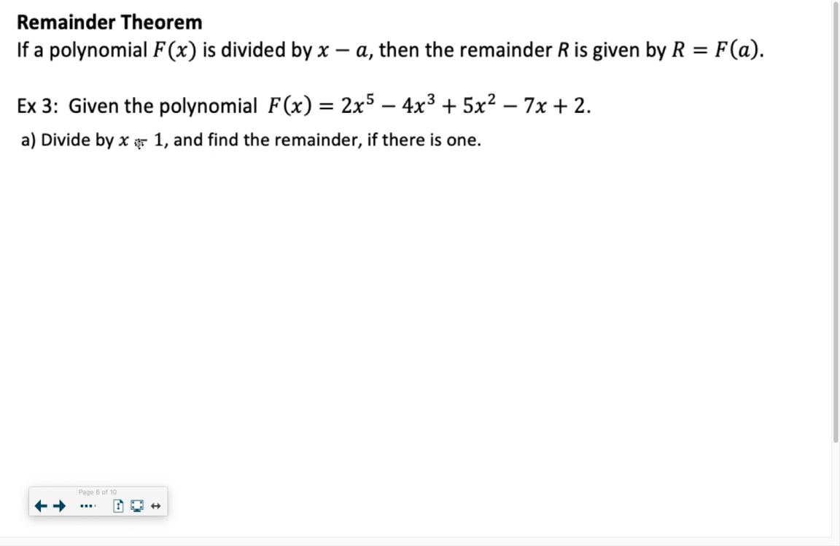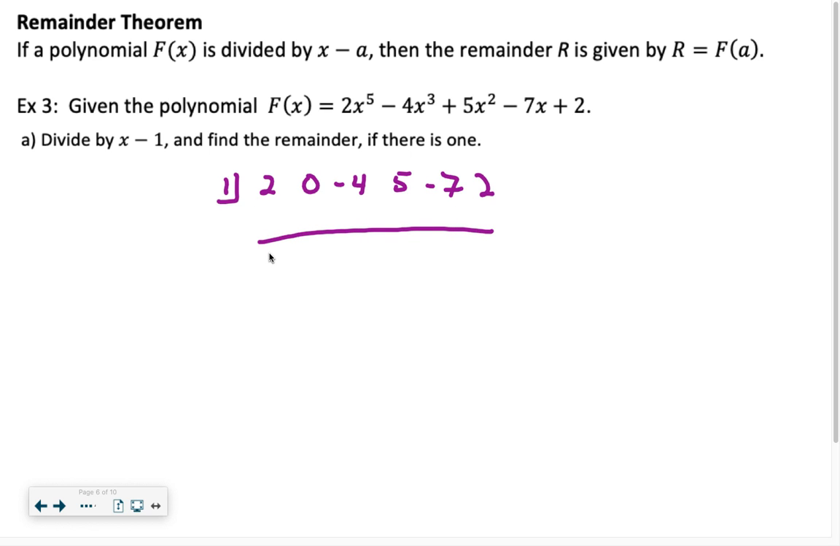So we can use synthetic division for that, since our divisor is in the form of x minus a. So if I were to set this equal to 0 and solve, I would get positive 1. So then I'm just going to list out my coefficients. So 2, and then we do not have an x to the fourth term, so we need to make sure we put in a 0. Then -4, 5, -7, and 2.